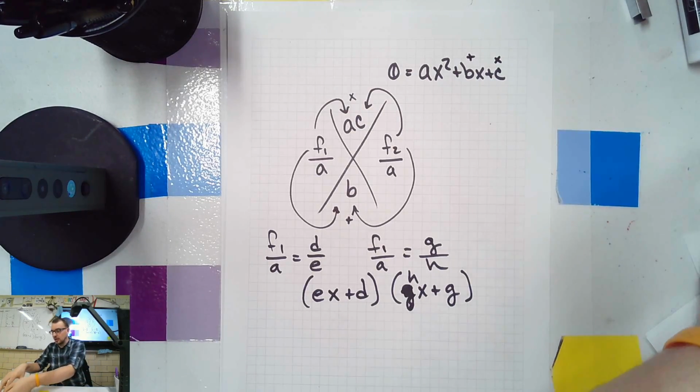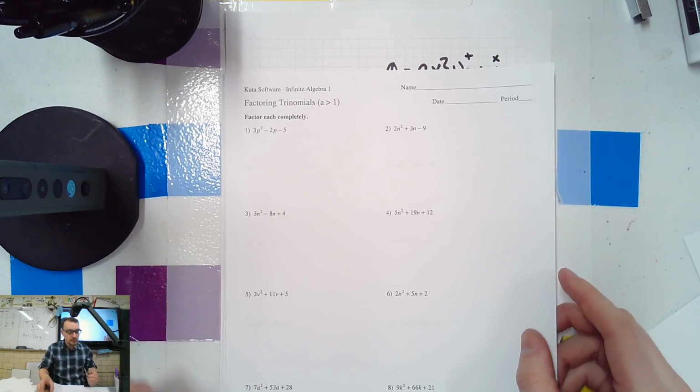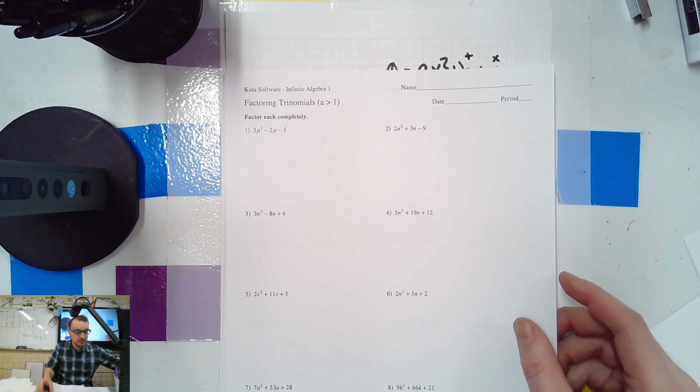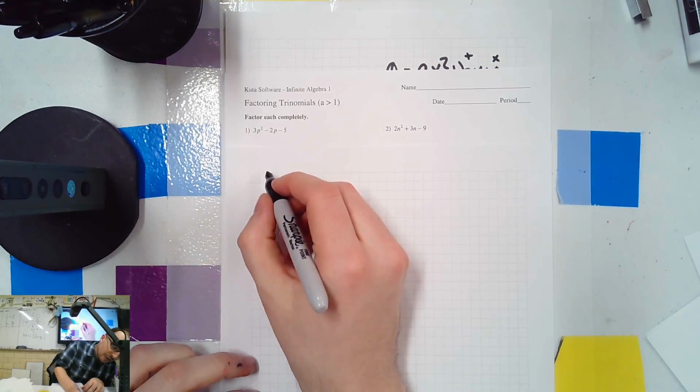Let's look at our factoring trinomials greater than 1 worksheet. First problem, number 1, says 3p. I'm going to change all of the letters to X. That way I don't get yelled at.